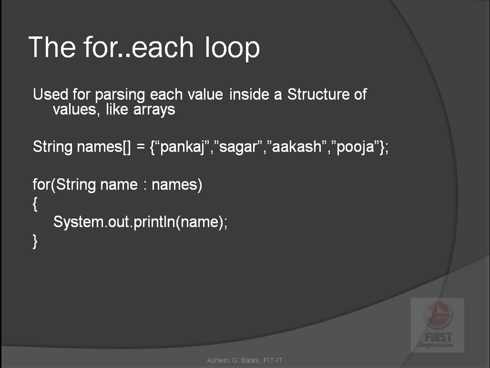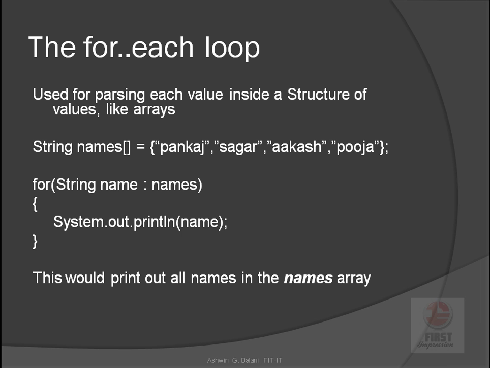System.out.println(name). So what this loop will do is go through the names array and put each value of the names array one by one inside the name variable. We print this value inside the loop so that we print out Pankaj, then Sagar, then Akash, then Pooja. Once the loop is over, the names array will be finished and the control will jump out of the loop. So this is a very good technique of iterating through any array.